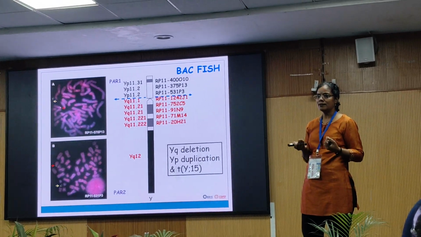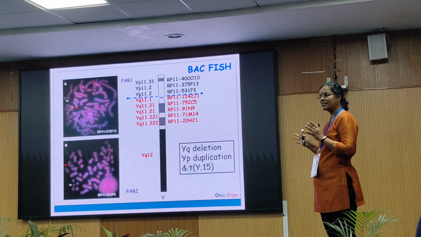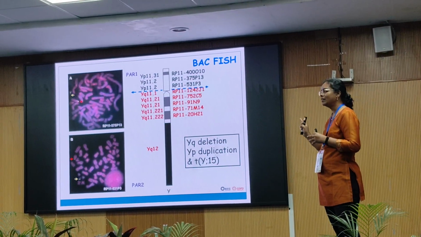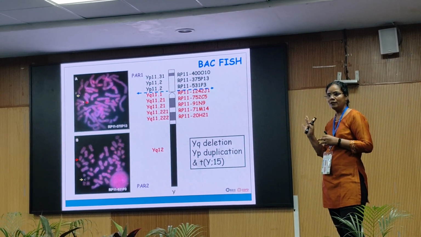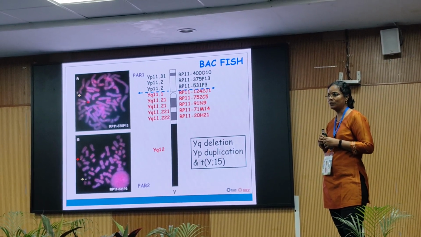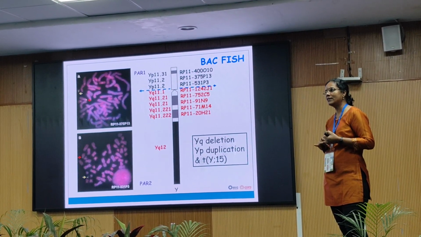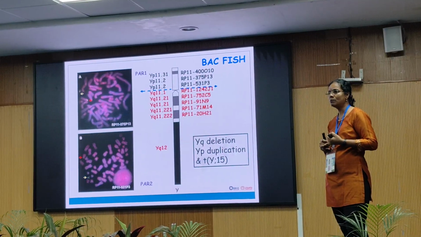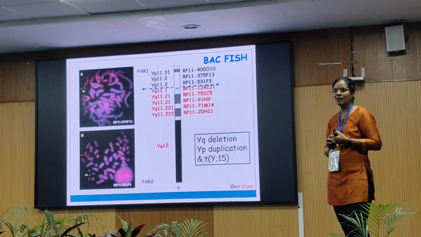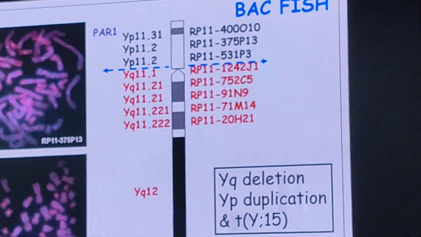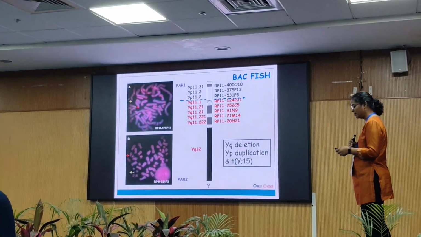So the complexity of this case is revealed by characterizing totally by FISH. We have used commercially available FISH probes as well as we made our own FISH probes, and we have analyzed this case. So this is how you can identify and characterize any complex cases.